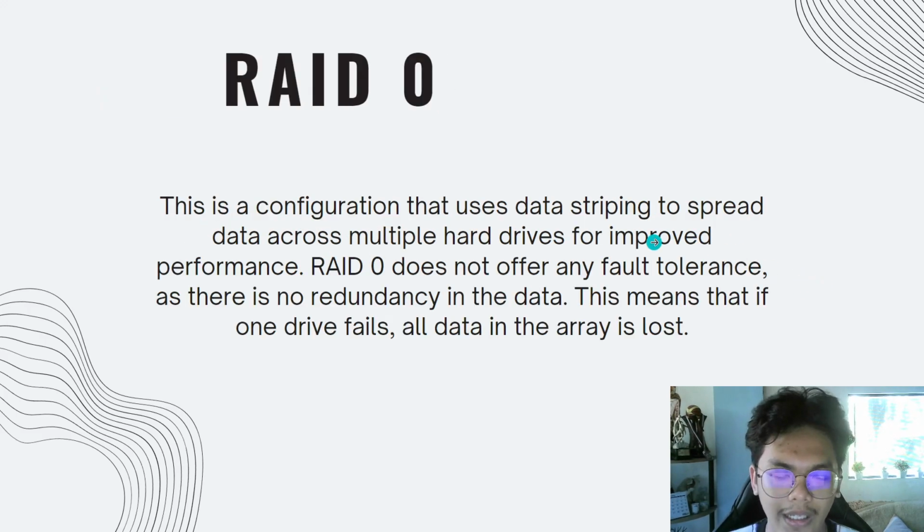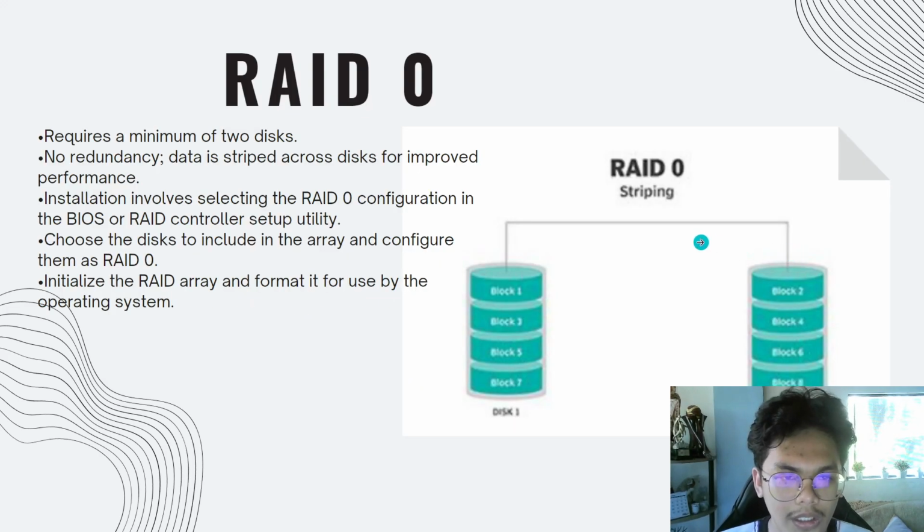So let's start with RAID 0. This is a configuration that uses data striping to spread data across multiple hard drives for improved performance. RAID 0 does not offer any fault tolerance, as there is no redundancy in the data. This means that if one drive fails, all data in the array is lost.